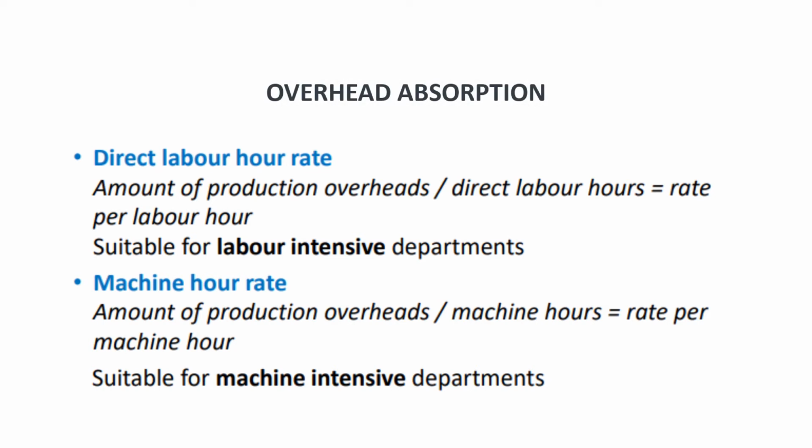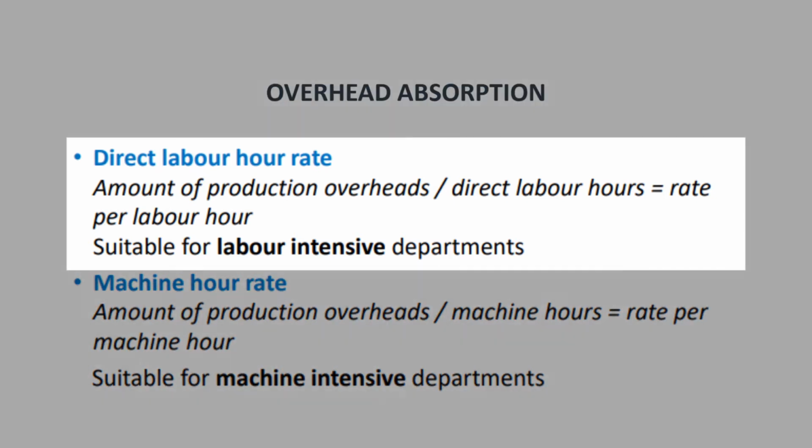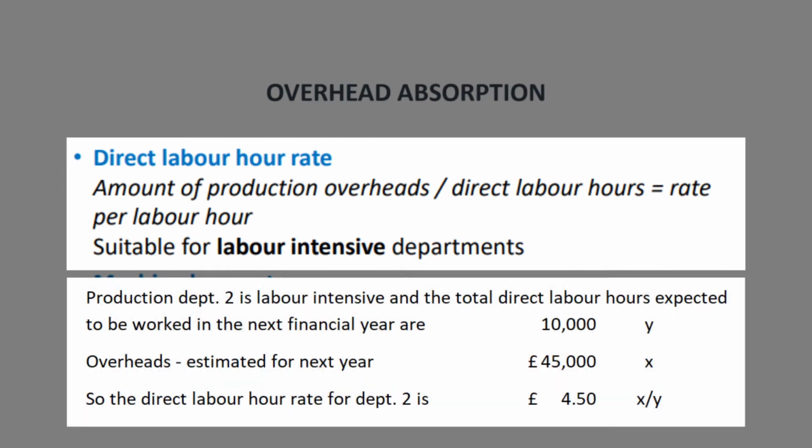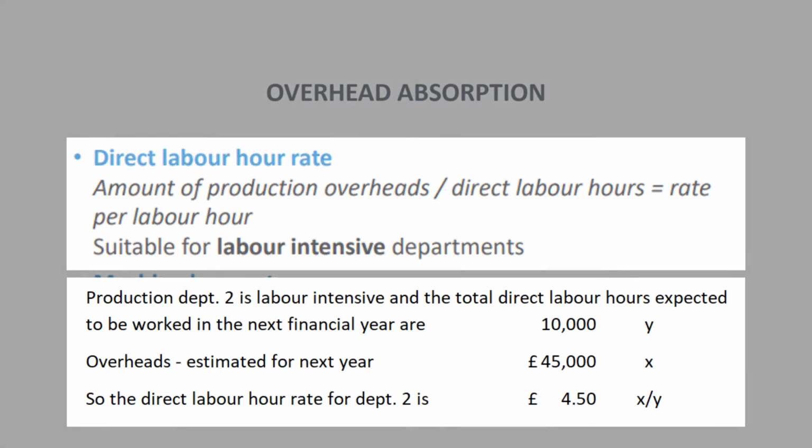There are different ways of doing this, but 2 methods predominate. One is to work out a charge per direct labour hour worked. To do this, we also need to know the total estimated hours that will be worked in each production department. Remember, this is all done before the period in which the production takes place. So if the total direct labour hours are expected to be 10,000 hours, and the estimated overheads allocated and apportioned to that department are £45,000, the direct labour hour rate will be £4.50 per direct labour hour.